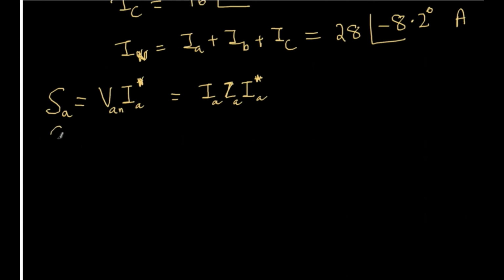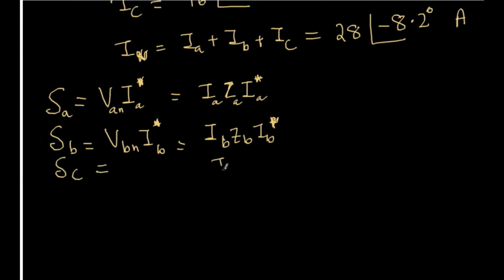Similarly, what is B phase power? So B phase power is nothing but, I can write again VB and IB conjugate. So the complex power is voltage multiplied by conjugate of current. So here if I substitute for VBN, I get IB ZB into IB conjugate. The same way for SC, I get IC ZC into IC conjugate. So let's do that calculation and write it.